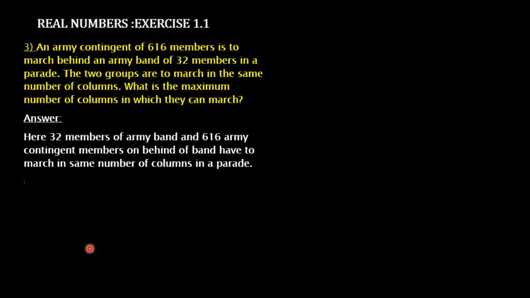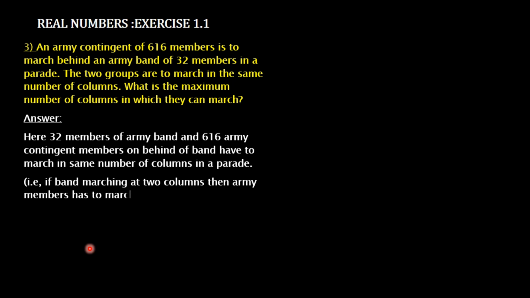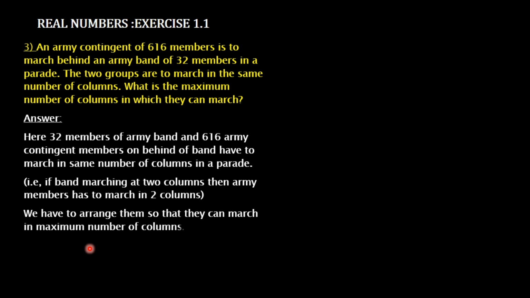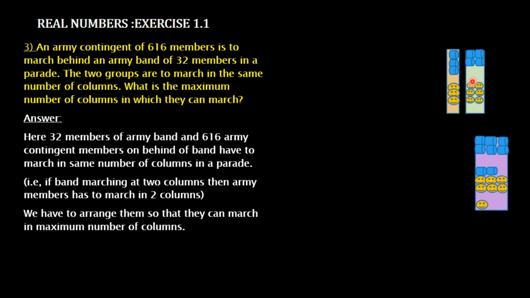That is, if the band is marching in 2 columns, then the army members have to march in 2 columns. Then we have to arrange them so that they can march in the maximum number of columns. So we can have a look at three arrangements. That is, we can arrange them in a single column: 32 army band members in a single column and 616 army members behind them in a single column.